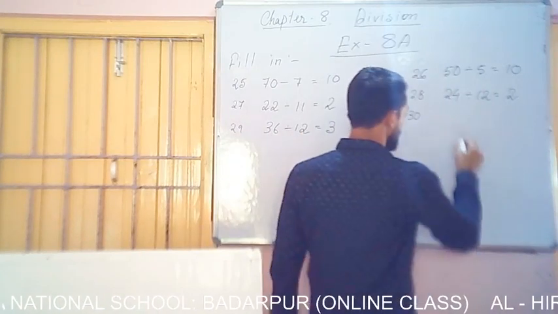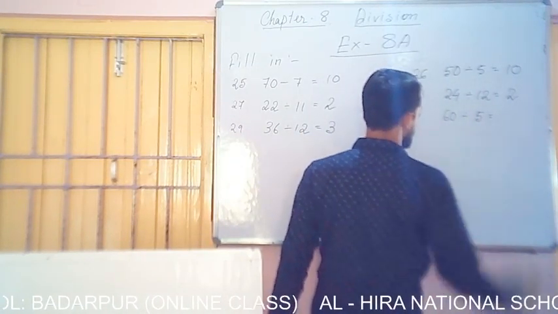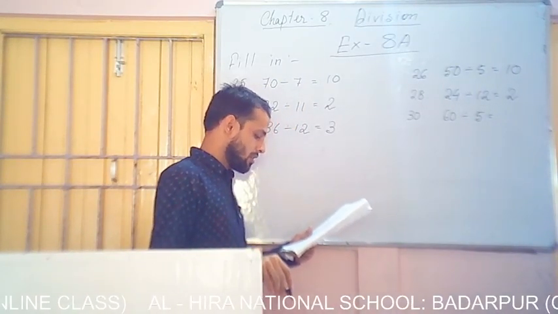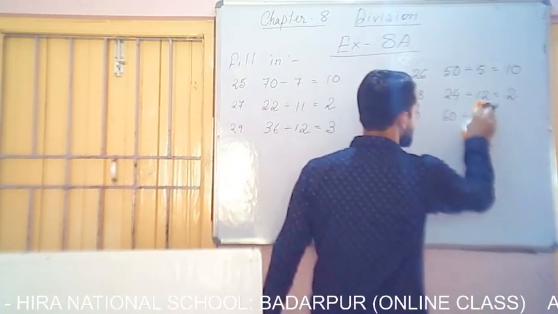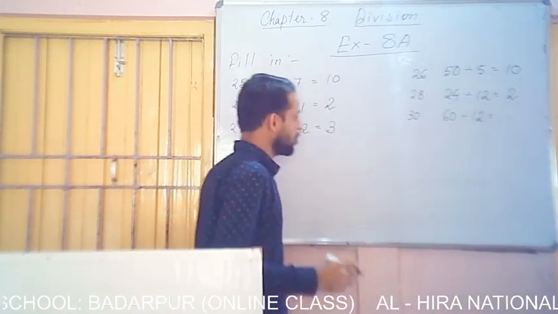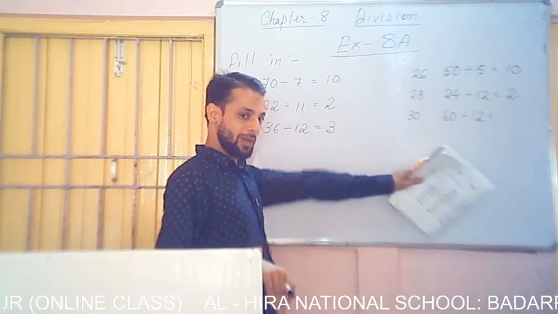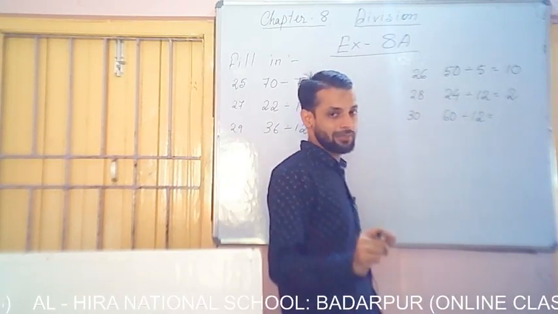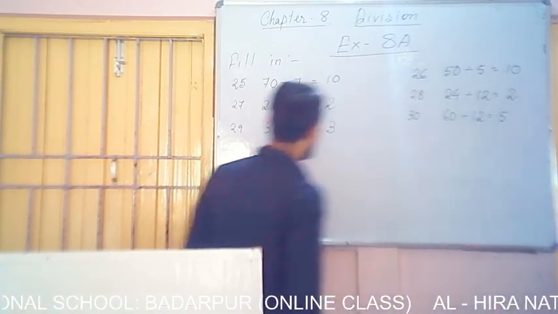So question number 30 is what? 60 divided by what? 12. So here what we have to do? We have to go through 12 multiplication table. So if we go through 12 multiplication table, we will get what? 12 multiplied by 5 equals to what? 60. So that is why I am going to write here 5.